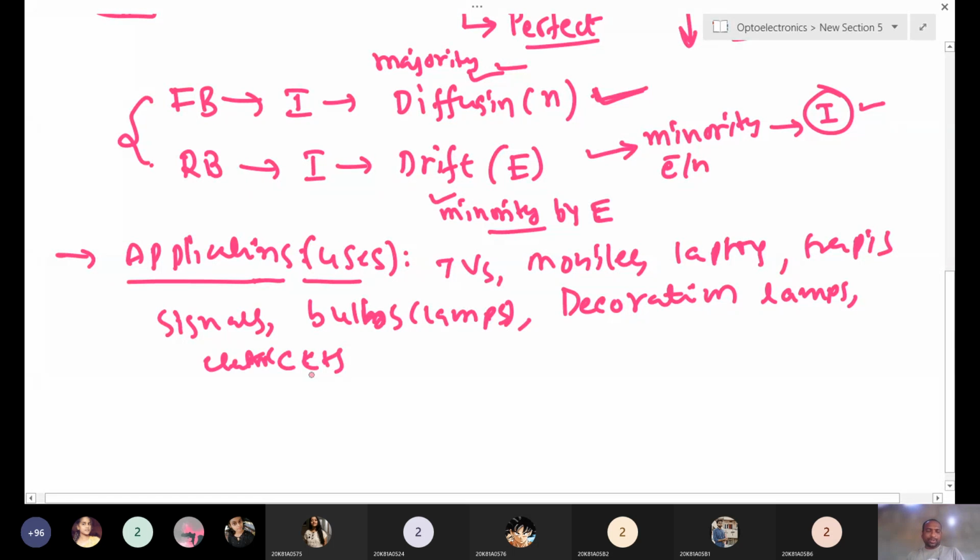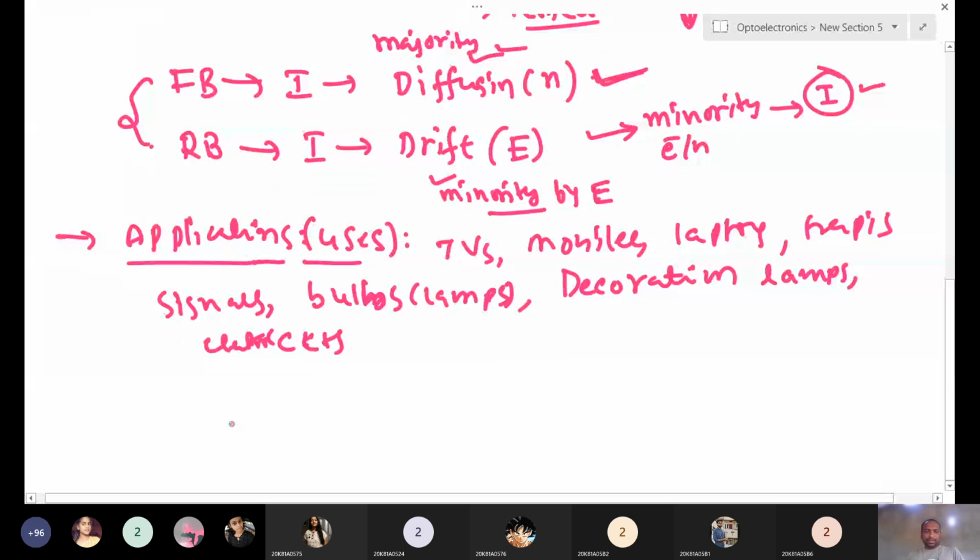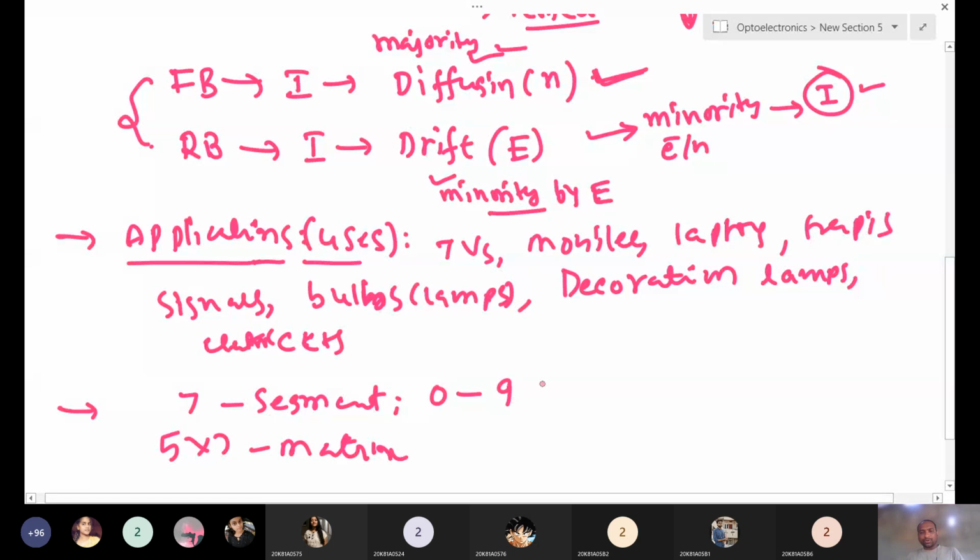And one more thing, this is used in the 7 segment mode. Already we have discussed 7 segment and 5 by 7 matrix methods. 7 segments means here we have 0 to 9 numbers. If you want to write a number, you can arrange LEDs in a systematic manner. Suppose if you want to write 0, you can arrange them like this way.